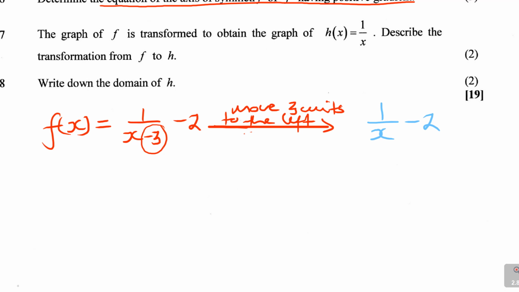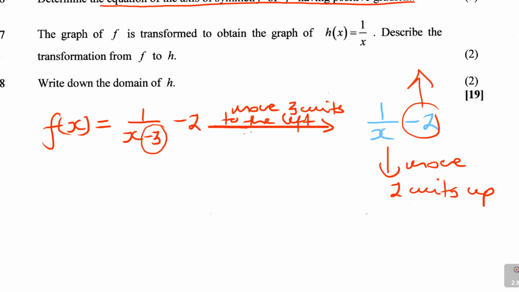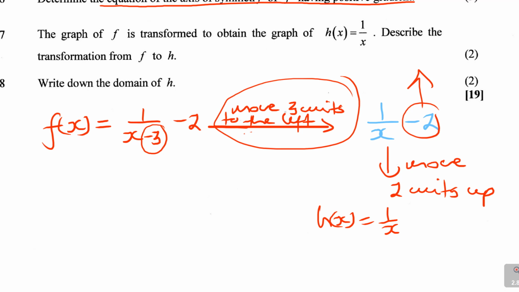And then from there, you continue, and then you say move 2 units up. Take it up, so it's minus 2, it must go up, and then you're going to have h of x as 1 over x. So which one is the answer? These are the answers. Move 3 units to the left, and then move 2 units up. Alright, that's how they wanted the answers, 2 marks.